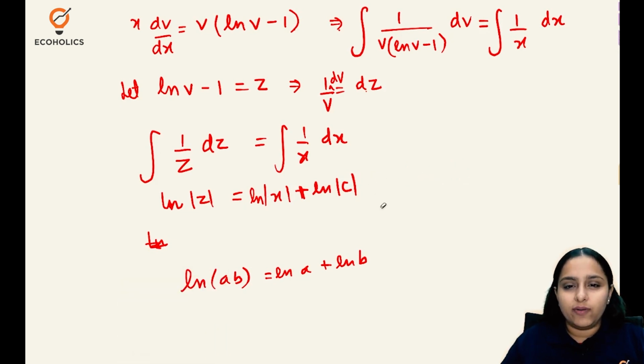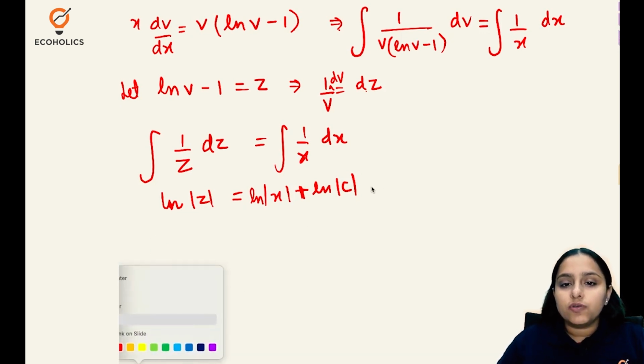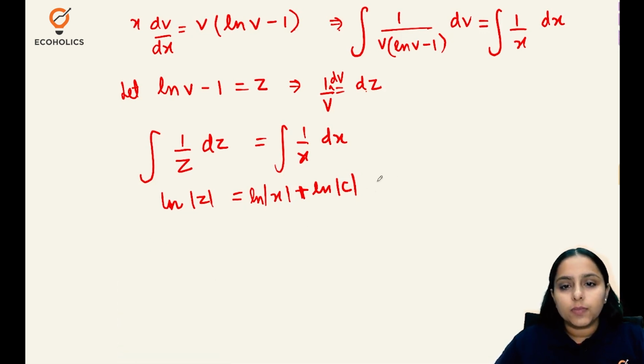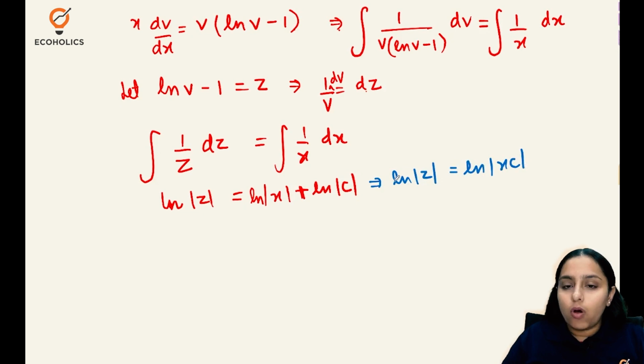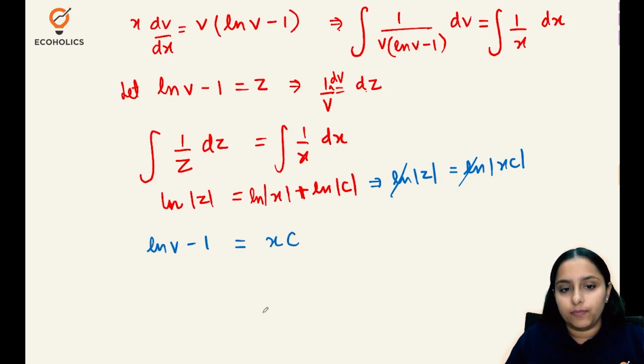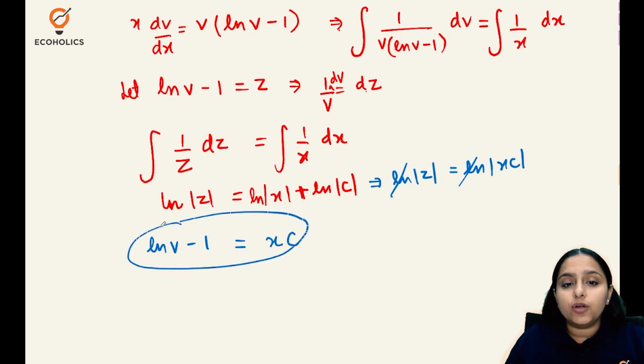I will write one extra step here so that you do not get confused. It will be written as log z = log xc. Now, log and log will basically cancel out each other by taking anti-log. What is the value of z? The z value, log v − 1, is equivalent to xc. Now, I need to find the value of c. How can I find the value of c? It can be found using initial conditions.